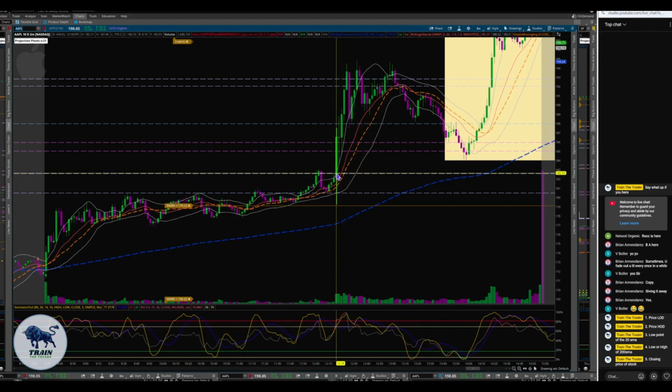And you see what happened from there. Boom. This doesn't look like much because I got it blown up, but ladies and gentlemen, come on now. This is a $12 move on Apple from 180. From 180, it went to 195. That's crazy.